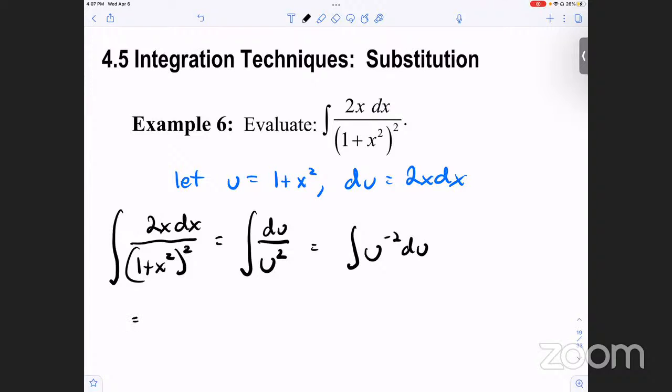It's going to be 1 divided by -1, so like this. We essentially get 1 plus x squared on bottom. On top, we have -1 plus some constant.